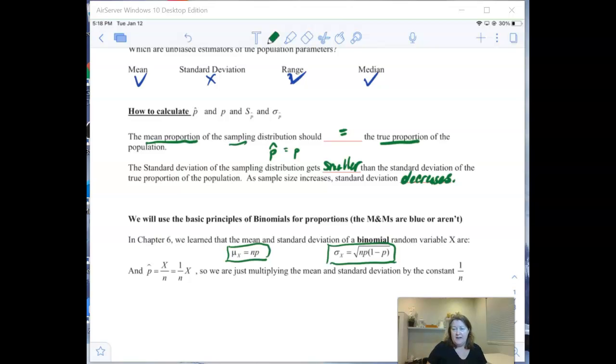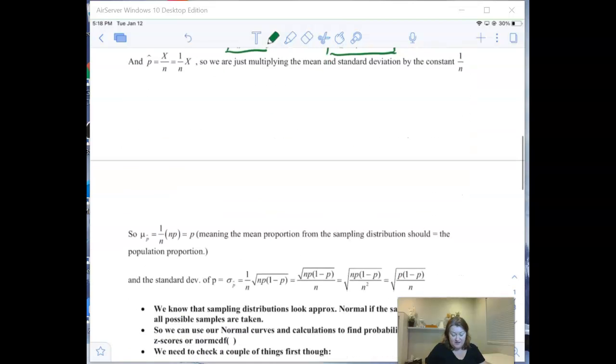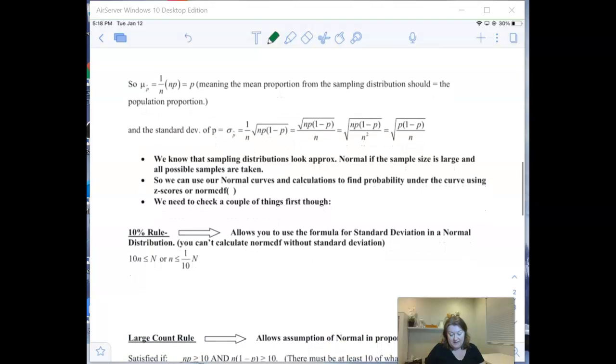And again, we talked about how p hat was just the number of what we want out of the sample size, x over n. So our new means and standard deviations are going to be on the next page. And they are right here. This is really exciting, I know, okay? So the average of p hat should equal p. Well, we just said that in the previous thing.